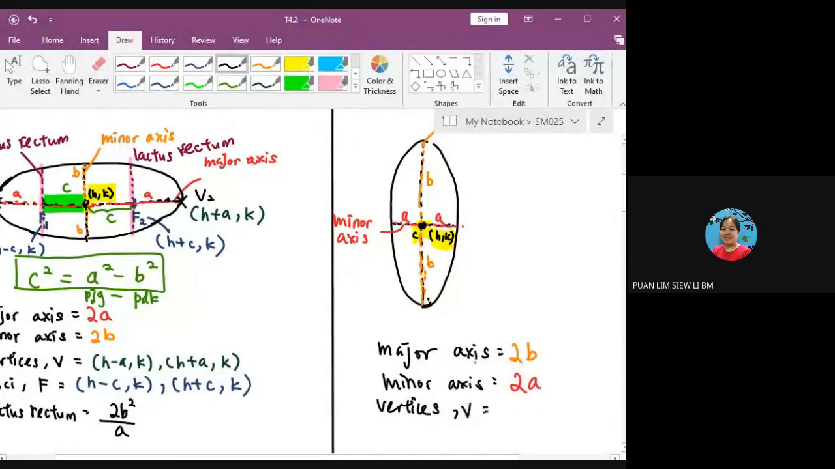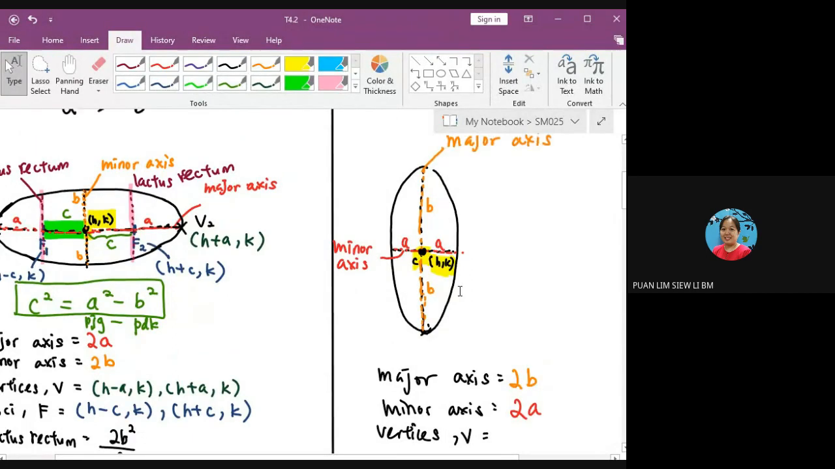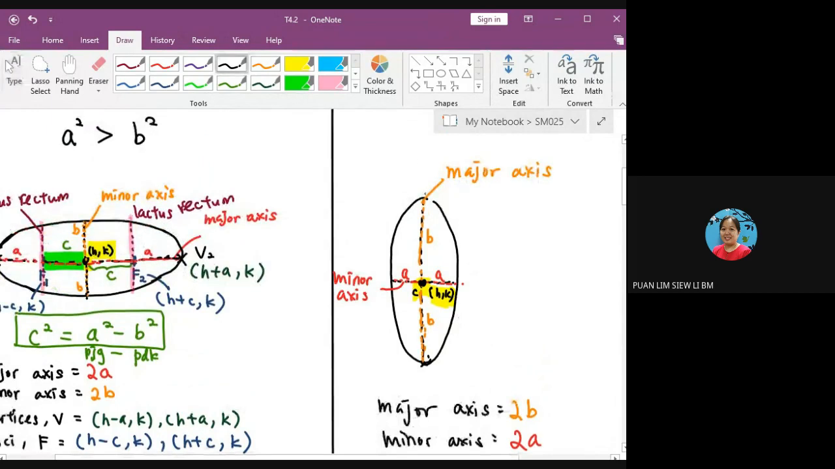Okay, so vertices will occur at the major axis. So here will be our vertex 1, here will be our vertex 2. How to get these vertex coordinates?